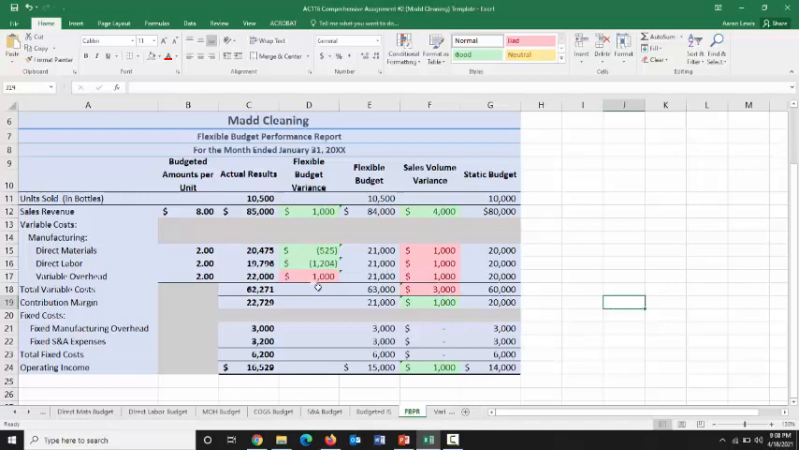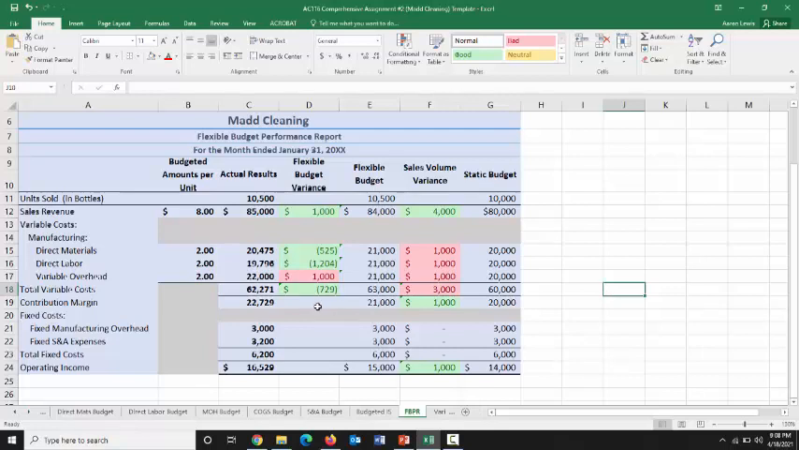So for our total variable costs, we ended up actually paying $62,271 in variable costs. Well, our flex budget says we should have spent $63,000, which means we spent $729 less than we should have. Great for our company. We spent $729 less in variable costs, therefore we have a very favorable flex budget variance for our variable costs.